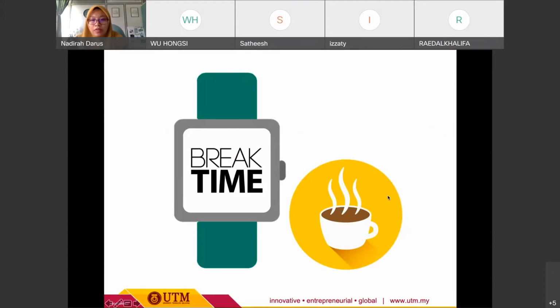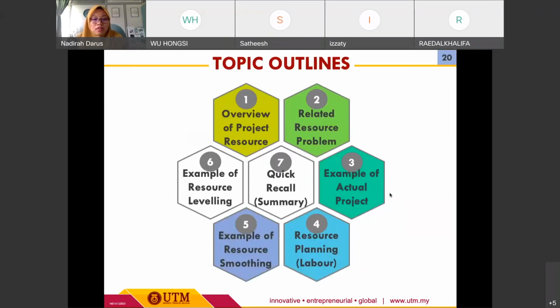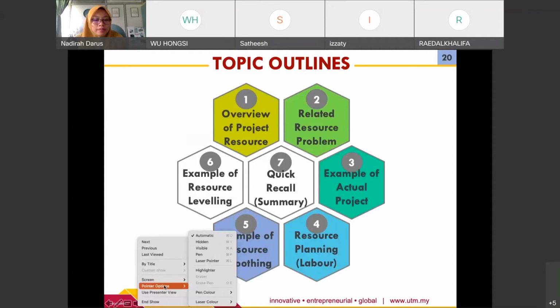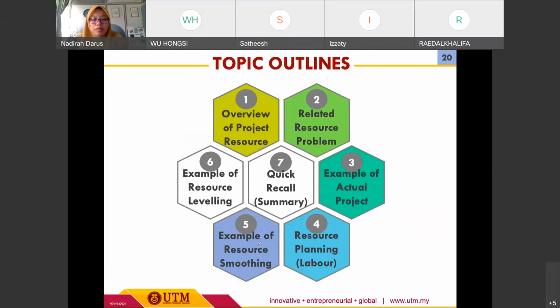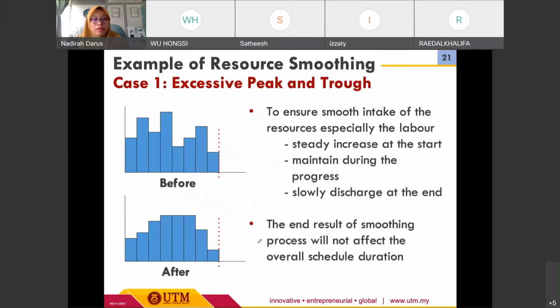So without further delay, we will continue to the rest of the subtopics for today's class. Now I would like to share with all of you the example for both resource smoothing and also resource leveling. First we will look at this resource smoothing example, just a simple example.